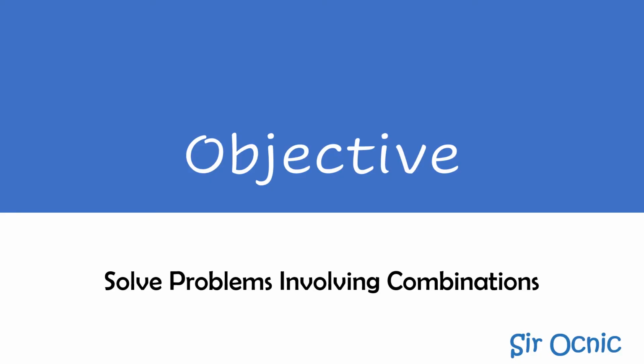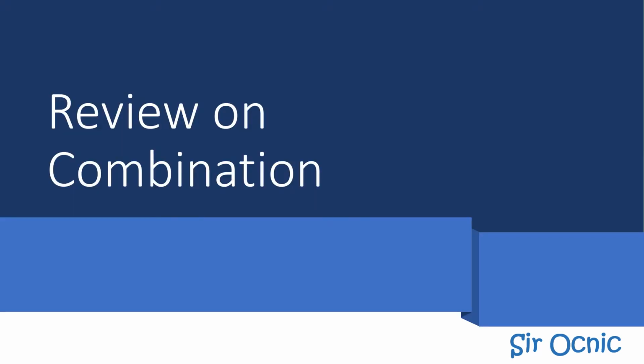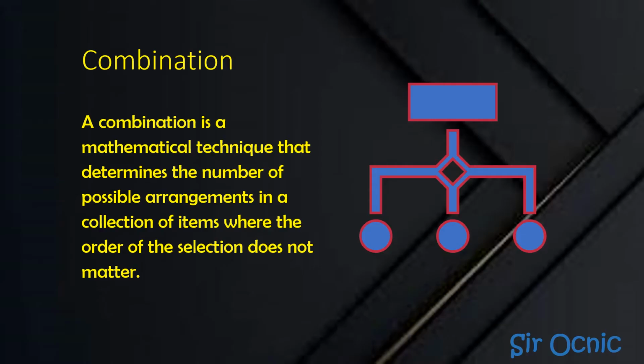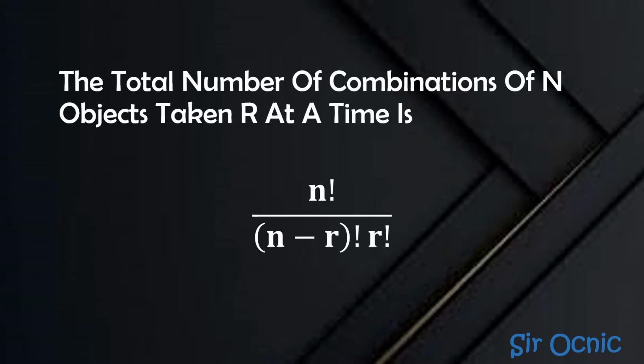In this video, we will solve problems involving combinations. Let us have first a review on combination. A combination is a mathematical technique that determines the number of possible arrangements in a collection of items where the order of the selection does not matter. The total number of combinations of n objects taken r at a time is given by the formula n factorial all over quantity n minus r factorial times r factorial.